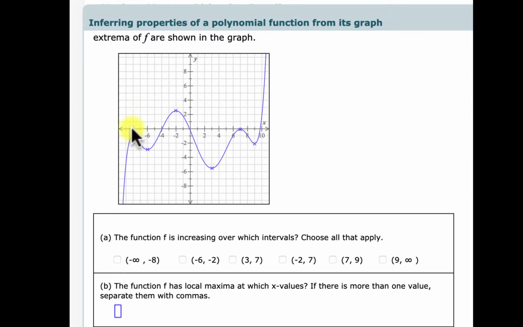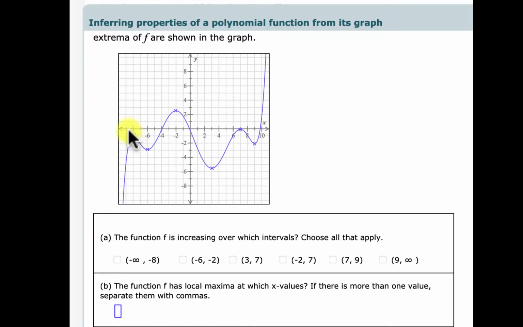So then I'm going to mark the parts of the x-axis that I'm interested in. I want increasing. So for this interval, it's increasing. That means from as far left as I could possibly go, all the way up to here, the function's increasing. So we're going to give the interval from negative infinity to negative 8.